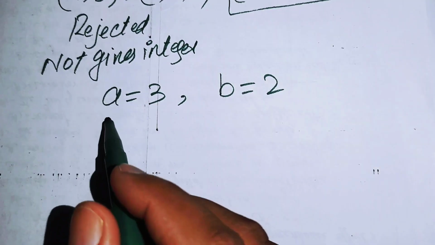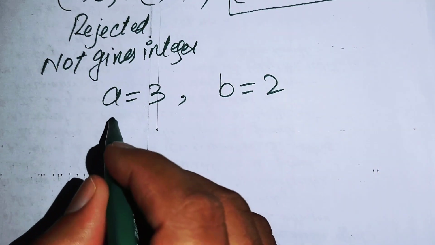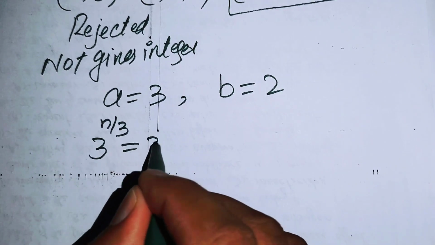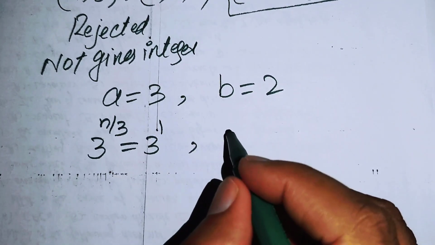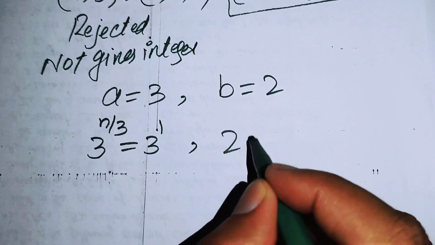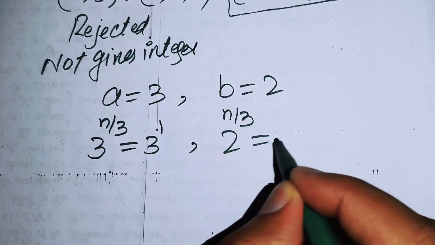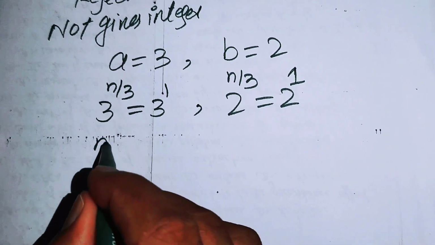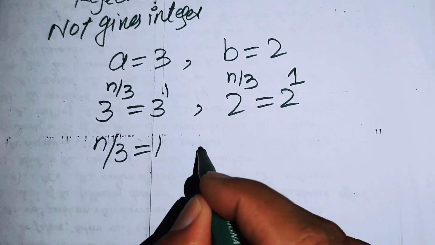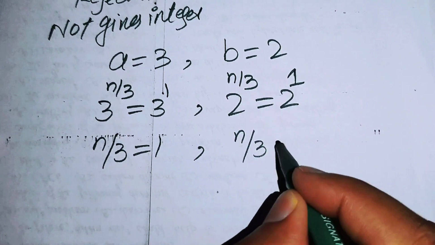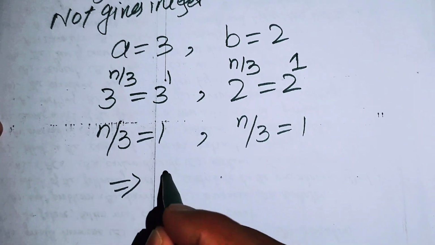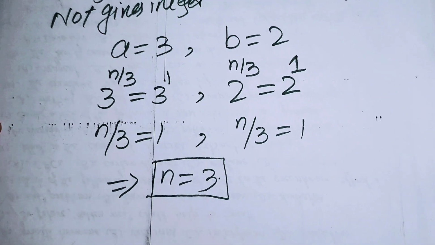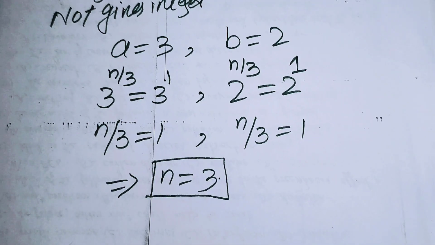So we back substitute the values here, and you get 3 to the power of n over 3 is equal to 3, and in this case you get 2 to the power of n over 3 is equal to 2. Now you compare both sides and you get n over 3 is equal to 1 in both cases, and in both cases you get n is equal to 3. So n is equal to 3 is the final answer.